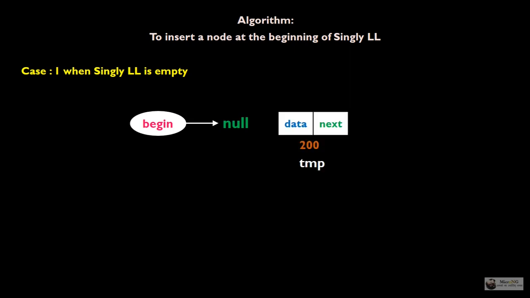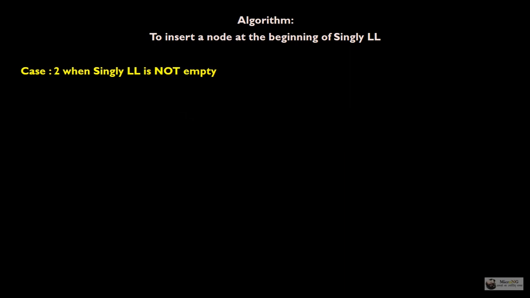first we have to create a temporary node which will have two parts, data and next part. In the data part we first store the value, and the next will be made null and make begin point to the current node. So begin will point to temp, the newly created node, so this will become joined to the beginning of the single linked list.